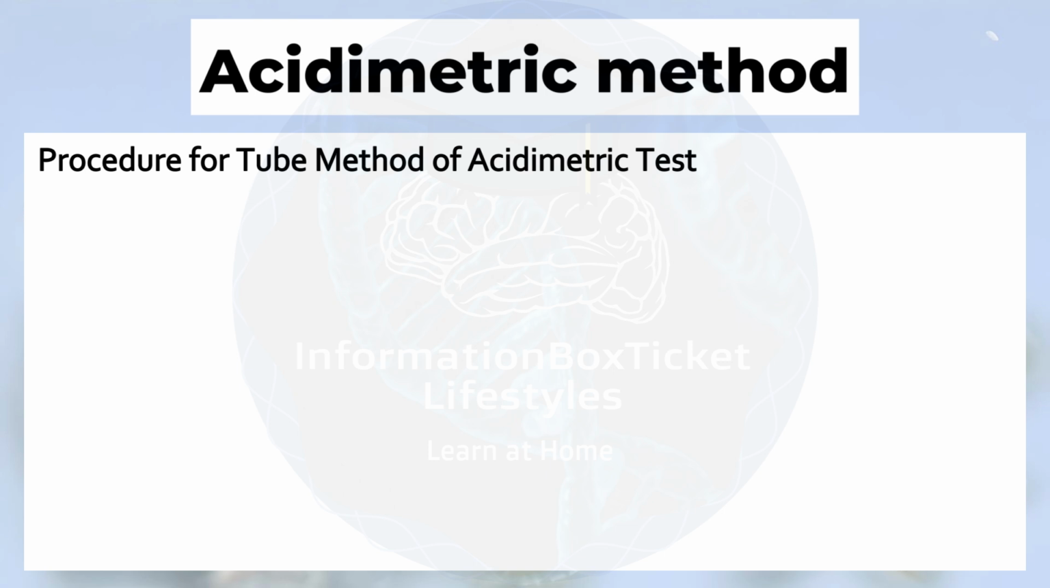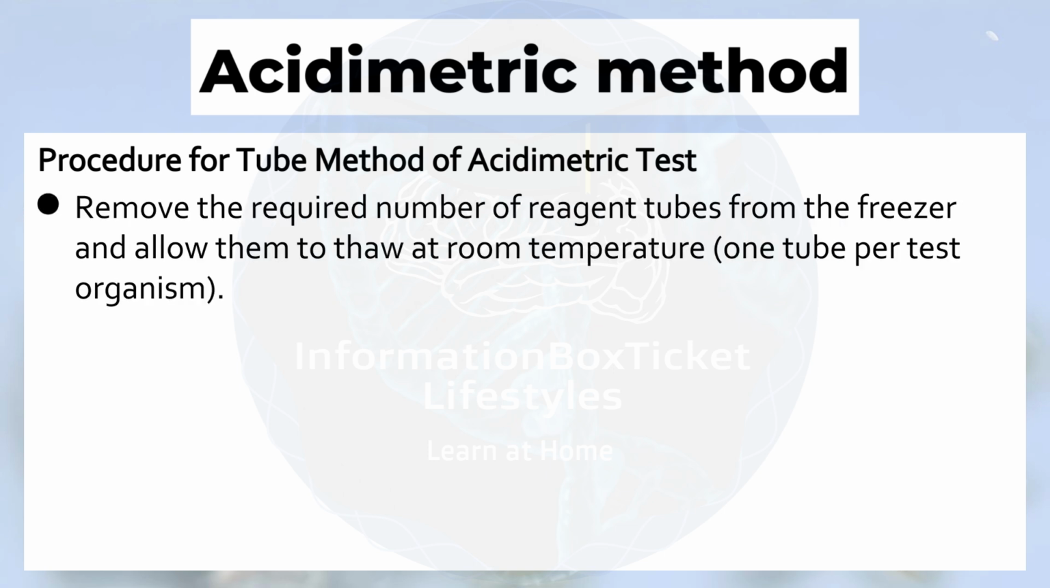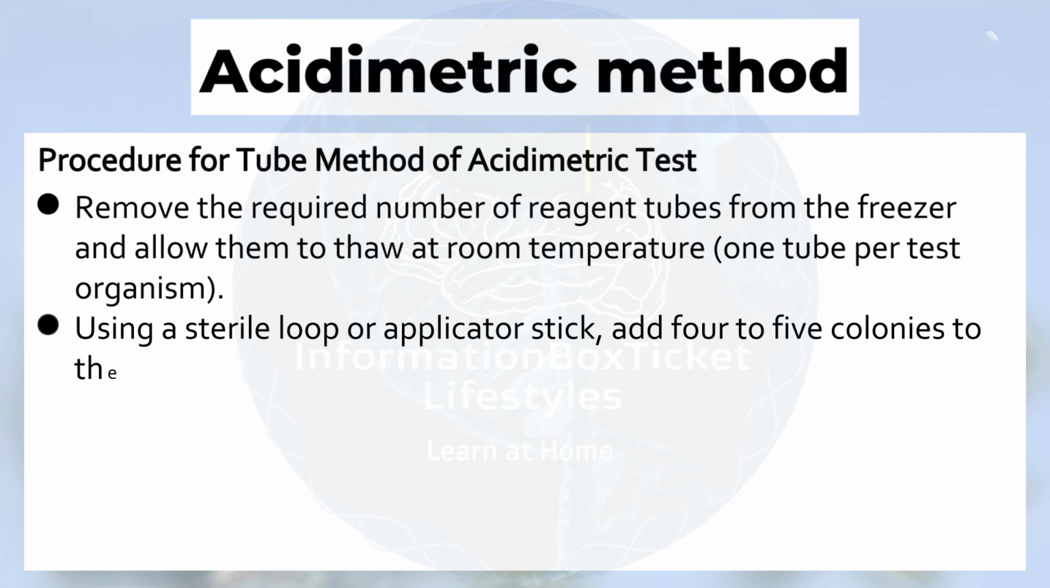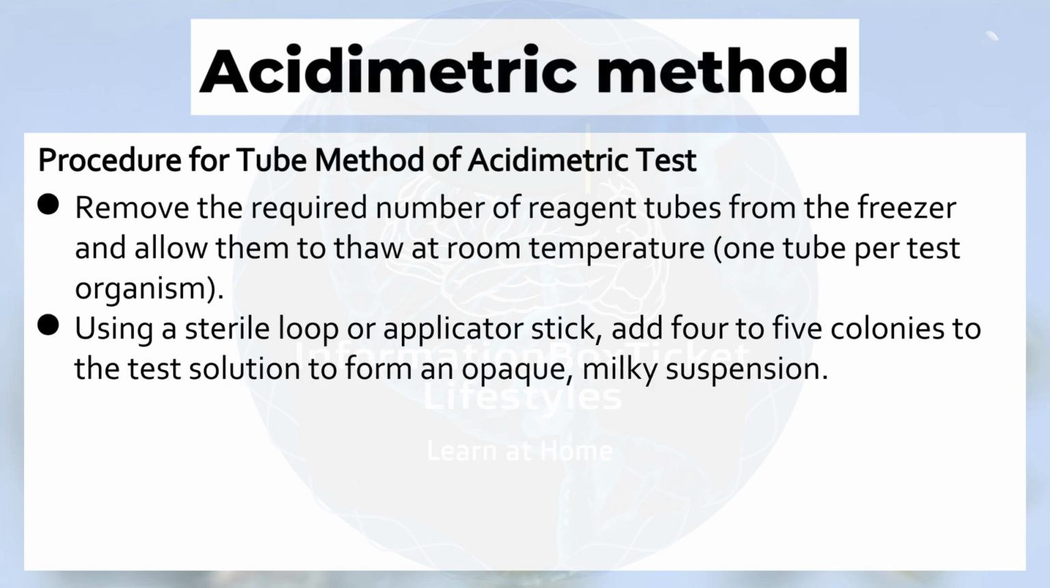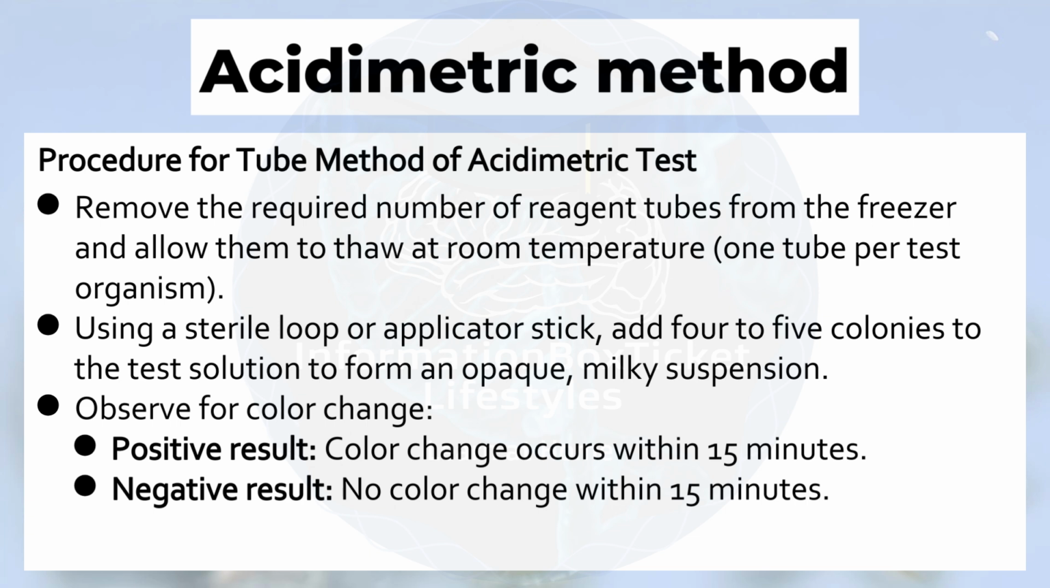Procedure for tube method of acidimetric test. Remove the required number of reagent tubes from the freezer and allow them to thaw at room temperature, 1 tube per test organism. Using a sterile loop or applicator stick, add 4 to 5 colonies to the test solution to form an opaque, milky suspension. Observe for color change. Positive result: color change occurs within 15 minutes. Negative result: no color change within 15 minutes.